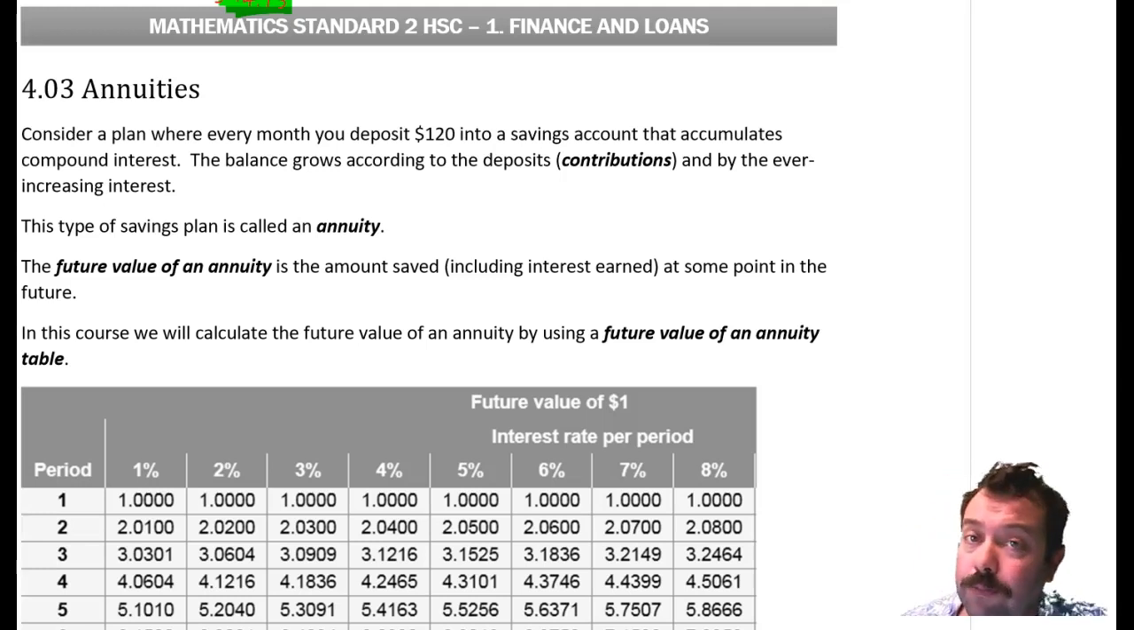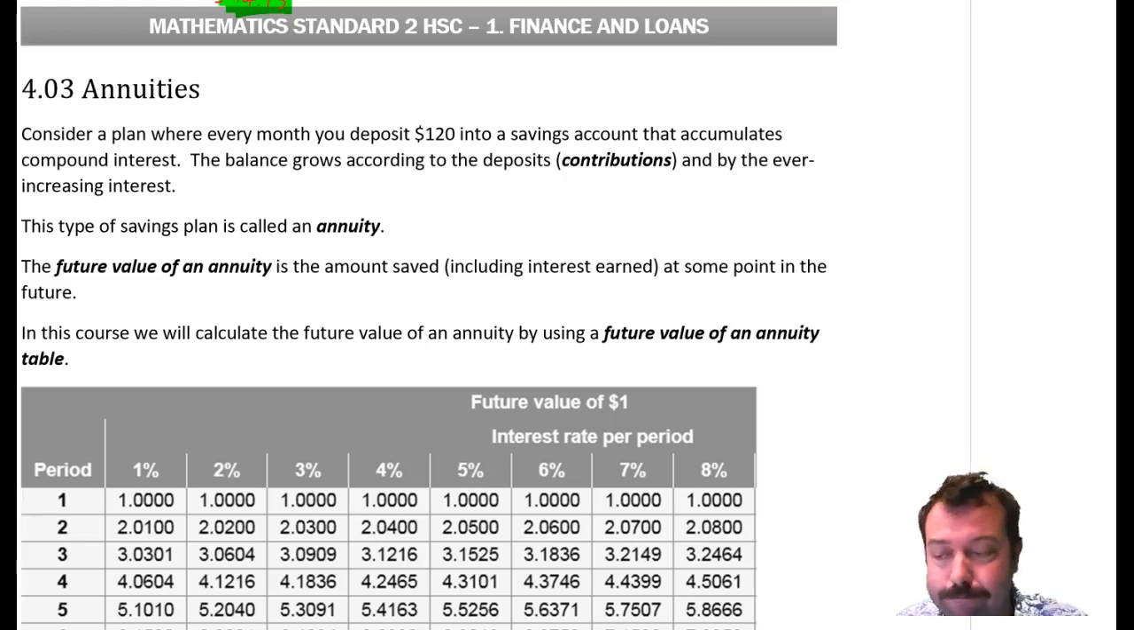Now the future value of an annuity, the same as the future value of compound interest, is how much money will be in that account at some stage in the future. Okay, that's fine. The present value of an annuity is somewhat more complex than that though, and it's worth paying close attention here.